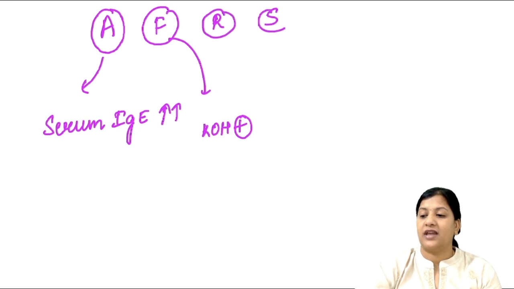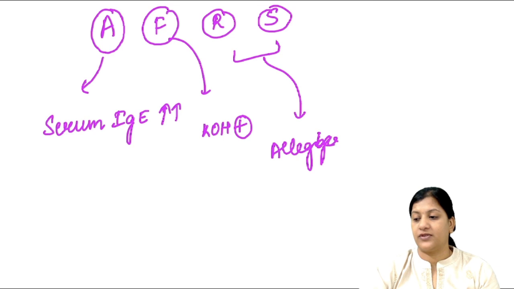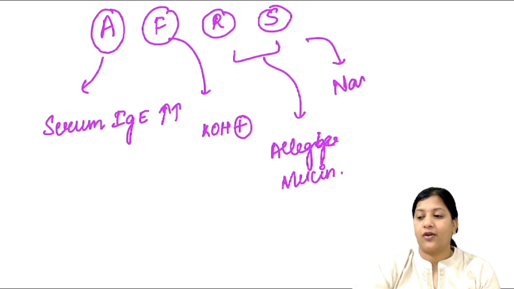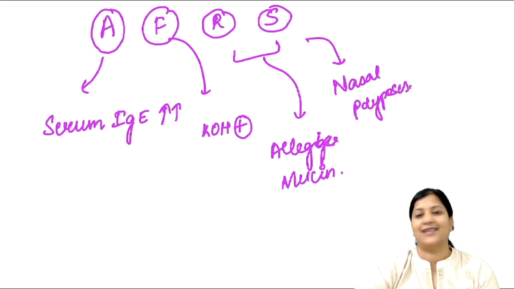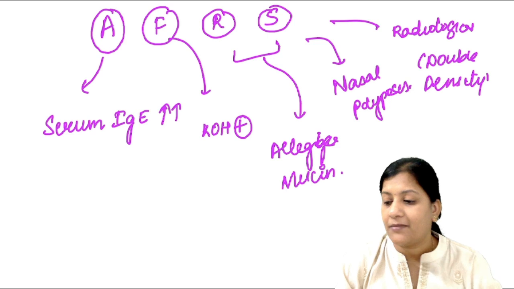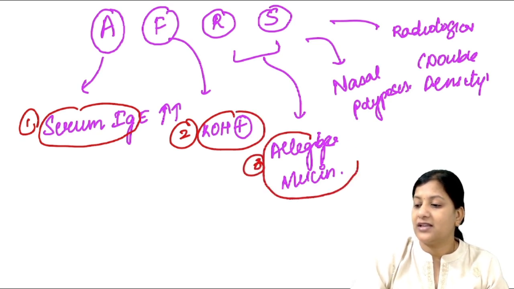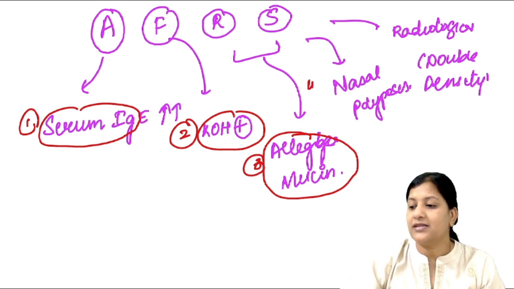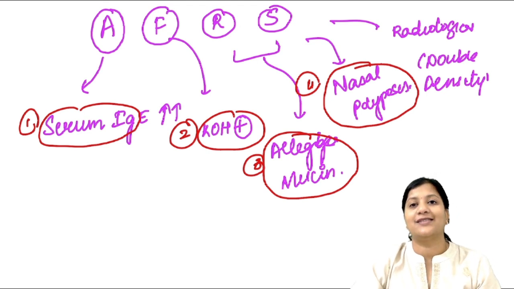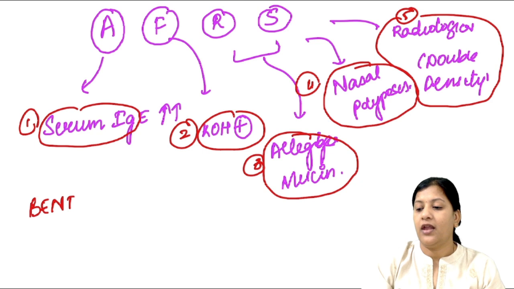When I say rhinosinusitis, indicating rhinitis and sinusitis, will you have allergic mucin? Yes, there is allergic mucin in the nose. Then, typically, whenever we talk of rhinosinusitis which has been there chronically, will there be nasal polyposis? Yes. And the fifth one, radiologically, do we have a very specific appearance, which we call double density? Okay. So elevation of serum IgE is your first point. Second point is KOH mount suggesting fungal, allergic mucin suggesting that there is a rhinitis and a sinusitis, nasal polyposis telling you that chronic inflammation has led to polyps, and radiological features. This criteria is called Bent and Coons criteria for AFRS.